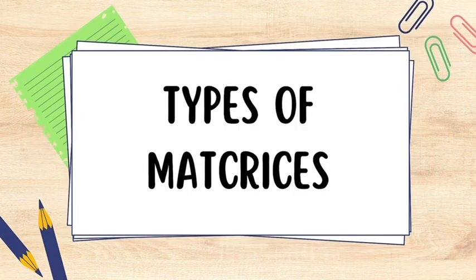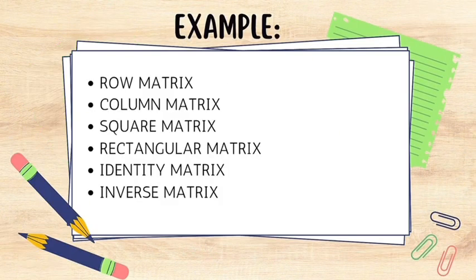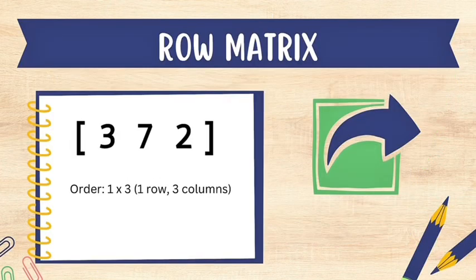Next is types of matrix. For example, we have a row matrix, column matrix, square matrix, rectangular matrix, identity matrix, and inverse matrix. The first is the row matrix. In the example, you can see there is only one row. The order is 1 multiplied by 3.